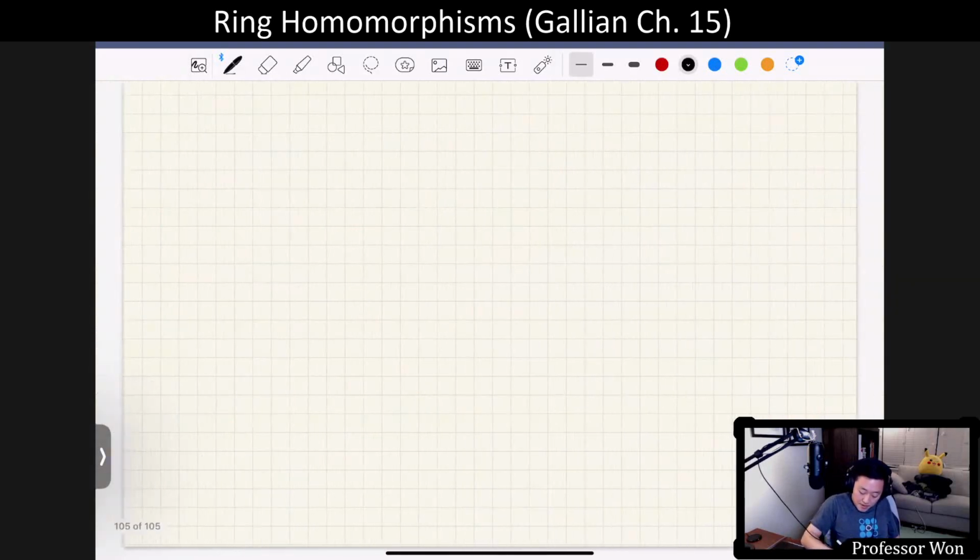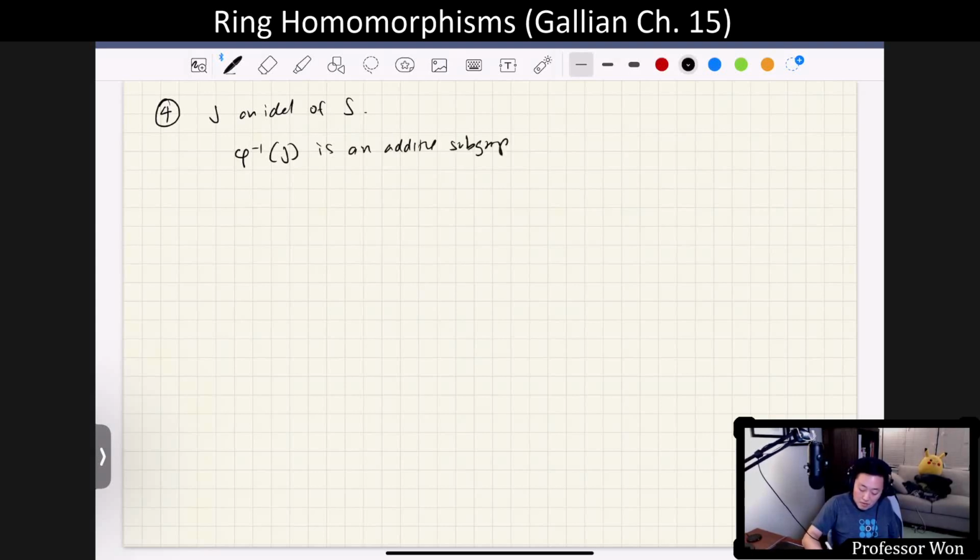Okay, 4, why is the pre-image of an ideal in S an ideal of R, right? So J an ideal of S. First of all, we do know by group theory that the pre-image of any subgroup is a subgroup. So by group theory, this is an additive subgroup of R. So we just need to check that this pre-image absorbs multiplication by R, right? So let's let a be in this pre-image, and let's let r be in R. I'd like to understand ra and show that it's in the pre-image, right? Well, since a is in the pre-image of J, that means that phi of a is in J.